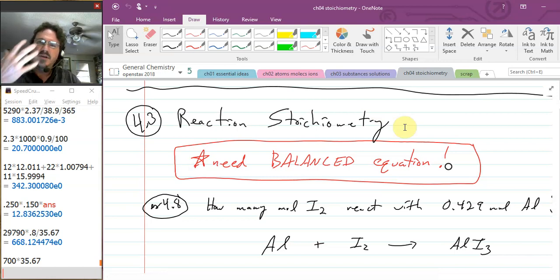So if I have a couple of things that are reacting, and they produce a couple other things, can I figure out maybe how much reacts? Give me a number. How many grams? Or how much is produced? Again, can I do that numerical calculation on it?